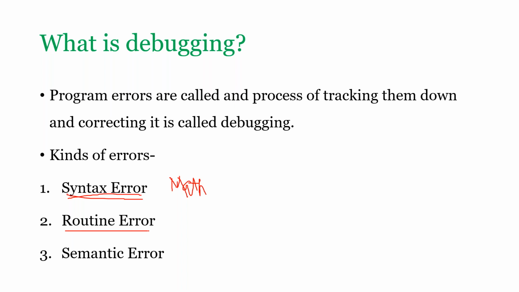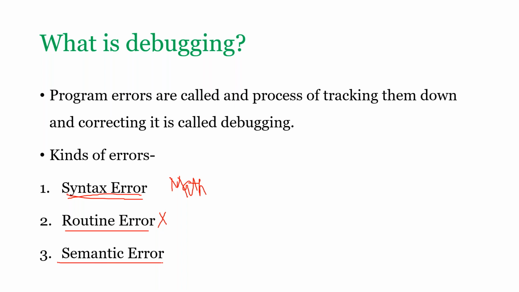Runtime error is some kind of error which comes to you only if you execute your program. That is why it is called runtime error. So when you run your program, only then you will come to know that there is some kind of error in your program. We will come to know about this once the course progresses, and you will learn about a lot of runtime errors.